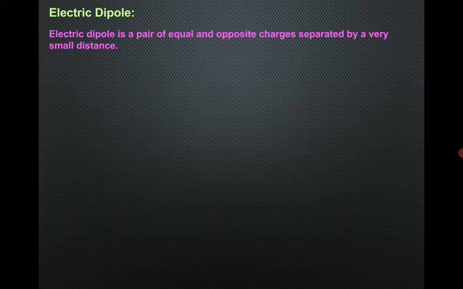Next topic, electric dipole. I introduced electric dipole just now in the previous slides when I was teaching you the electric field lines. Again, let us understand separately what an electric dipole is. Electric dipole is a pair of equal and opposite charges separated by a very small distance. If equal and opposite charges are separated by a very small distance, that arrangement is called an electric dipole.